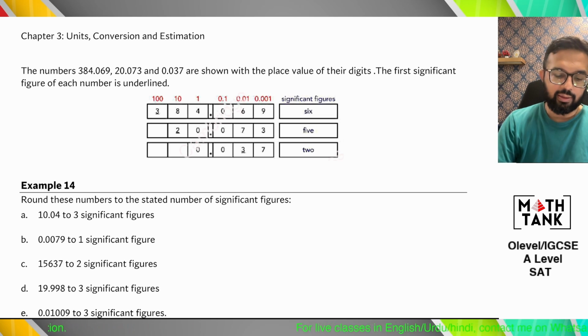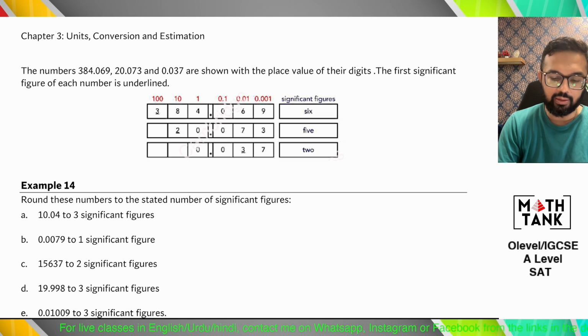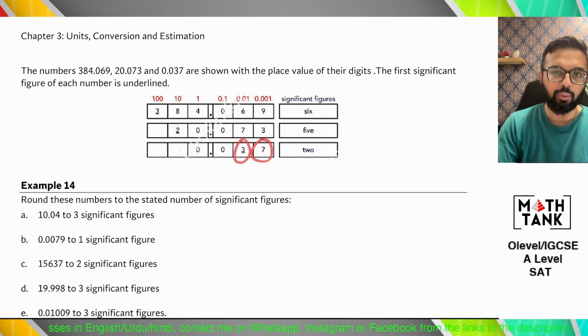Let's look at this. The numbers are shown with the place value of their digits. Okay, so it's showing you up to what decimal place. All of the numbers are written up to 3 decimal places. Okay, but what are the significant ones? So you start counting from the left: 1, 2, 3, 4, 5, and 6. This is 6 significant figures. 1, 2, 3, 4, 5. Okay, but this one is just 1 and 2.